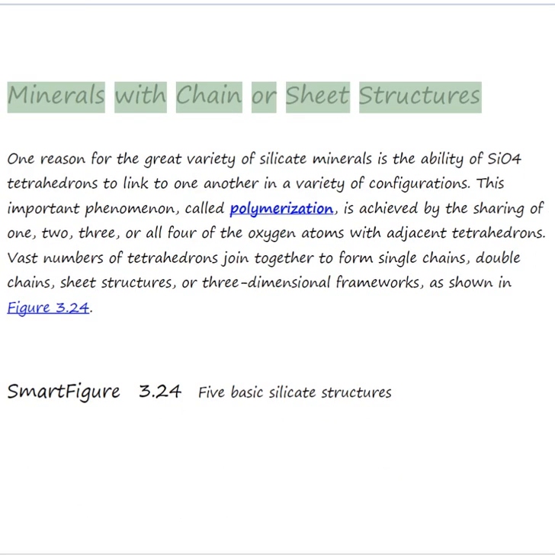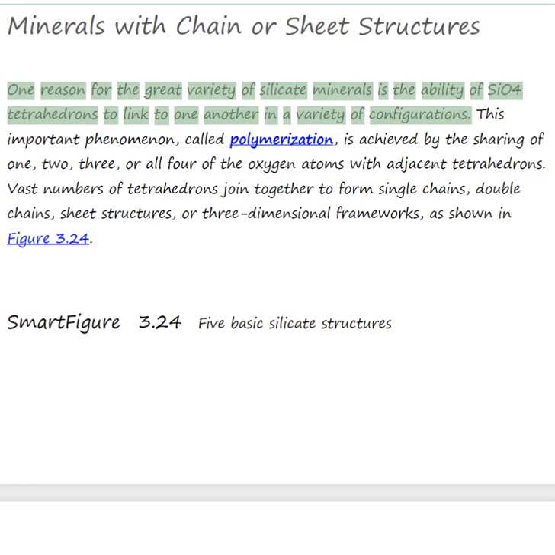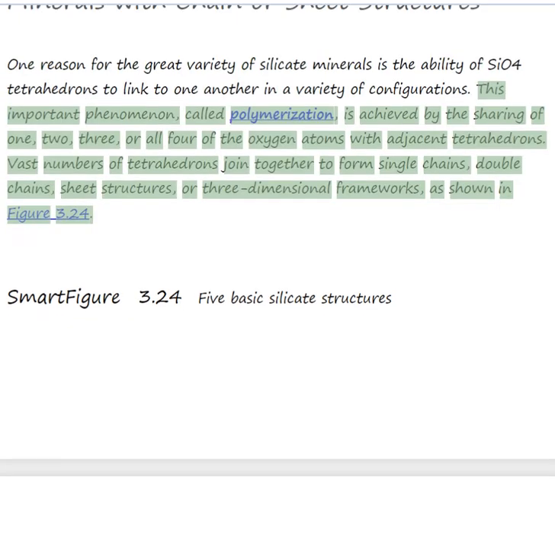Minerals with chain or sheet structures. One reason for the great variety of silicate minerals is the ability of SiO4 tetrahedrons to link to one another in a variety of configurations. This important phenomenon, called polymerization, is achieved by the sharing of 1, 2, 3, or all 4 of the oxygen atoms with adjacent tetrahedrons. Vast numbers of tetrahedrons join together to form single chains, double chains, sheet structures, or 3-dimensional frameworks, as shown in Figure 3.24.